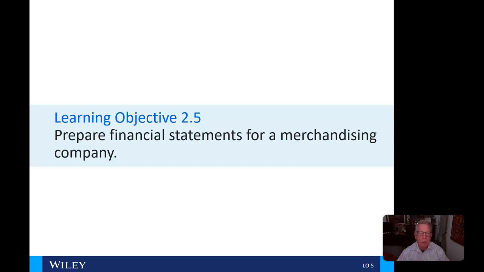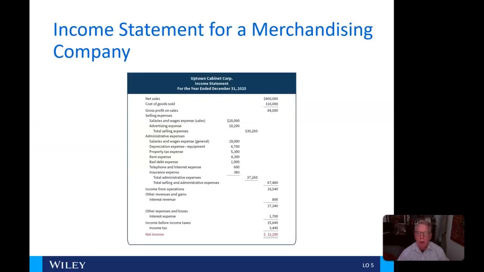Now we're going to prepare financial statements for a merchandising company. And here's our income statement. They lie a little bit here because this is a manufacturing company. They're manufacturing, so the reason I know that is that our cost of goods sold here is 316,000. Disregard that. This is 316,000. That's what it costs this merchandiser to purchase the goods that it's going to sell to us, like IKEA would. And so it's got some cabinets and things like that.